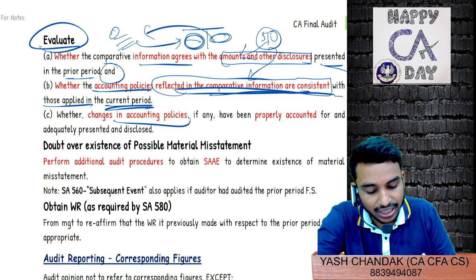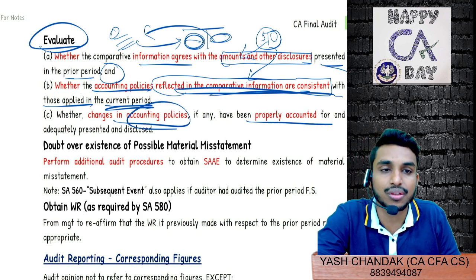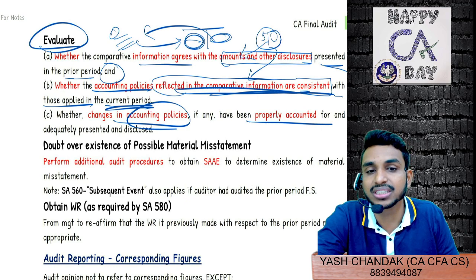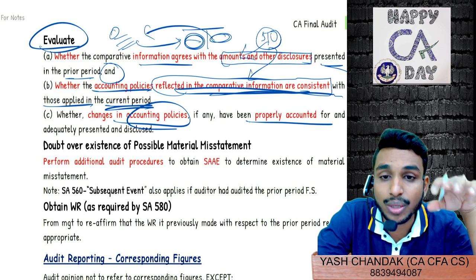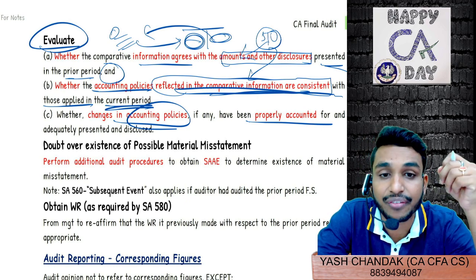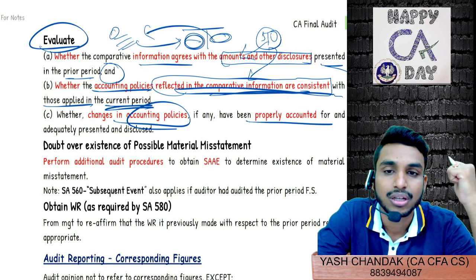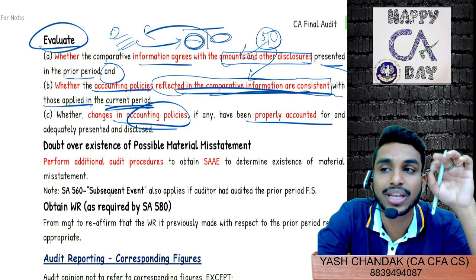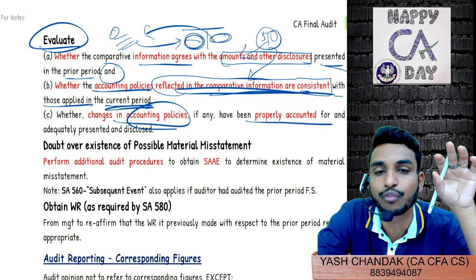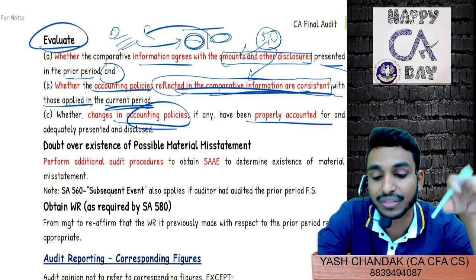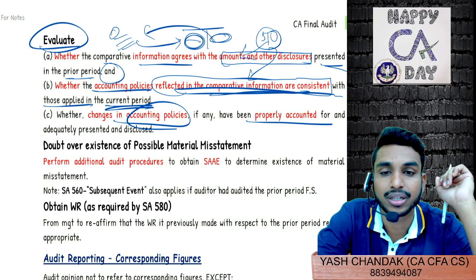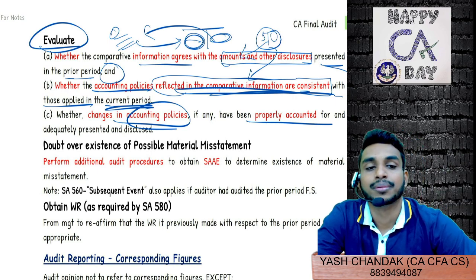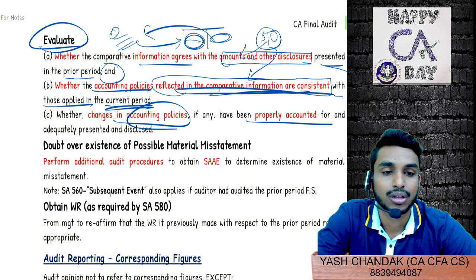And any changes you make in the accounting policy, you have to properly account for the same. So कोई भी accounting policy में change कर रहे हो तो properly account for करो. Accounting policy reflect जो हो रही comparative information में should be consistent. And also agree होना चाहिए, तुम्हारी जो भी comparative information में जो भी information है should agree with the amounts and other disclosure which is presented in the prior period.